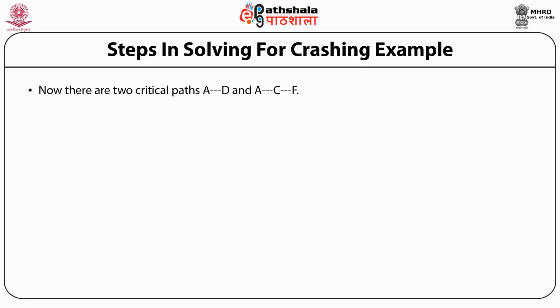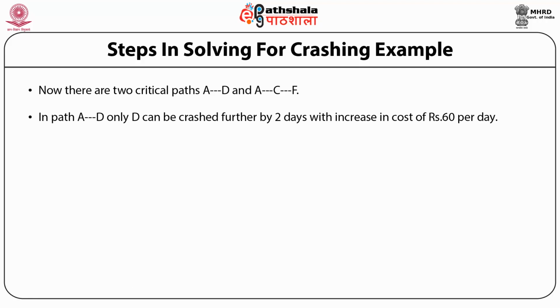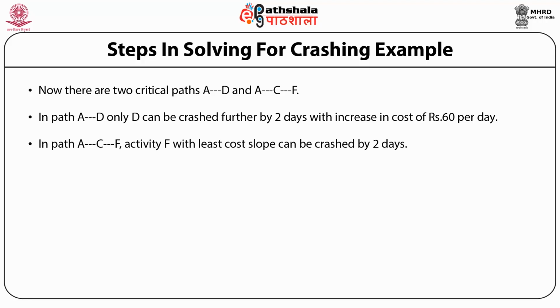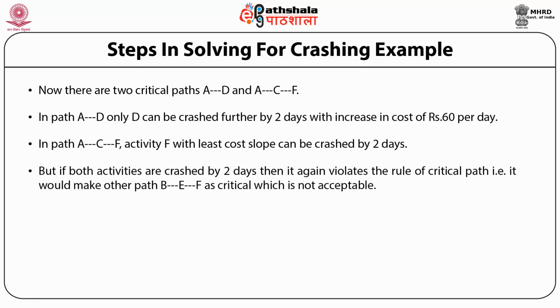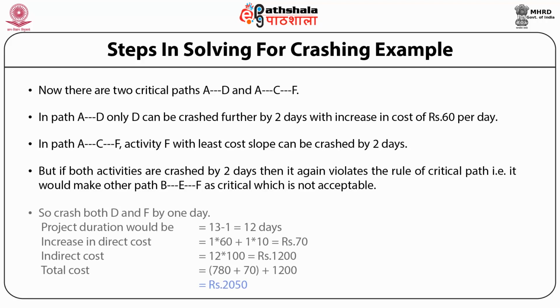Now there are two critical paths, A to D and A to C to F. In A to D, only D can be crashed further by 2 days with increase in cost of rupees 60 per day. In path A to C to F, activity F with least cost slope can be crashed by 2 days, but if both activities are crashed by 2 days, then it again violates the rule of critical path, that is, it would make other path B to E to F as critical, which is not acceptable, so crash both D and F by 1 day.